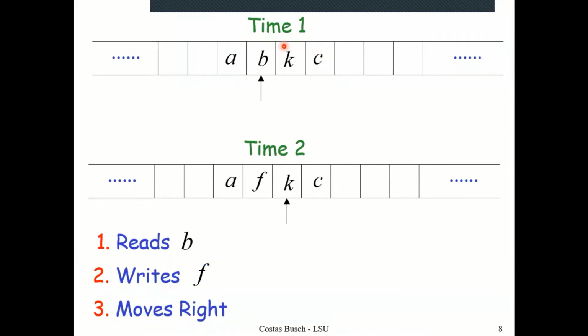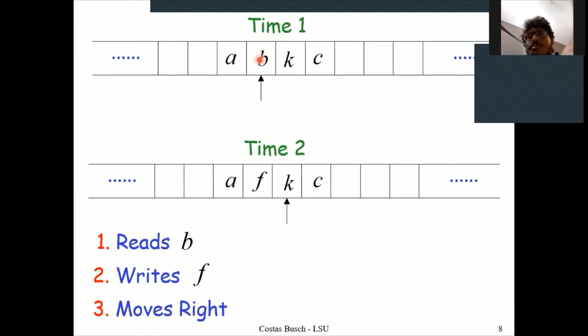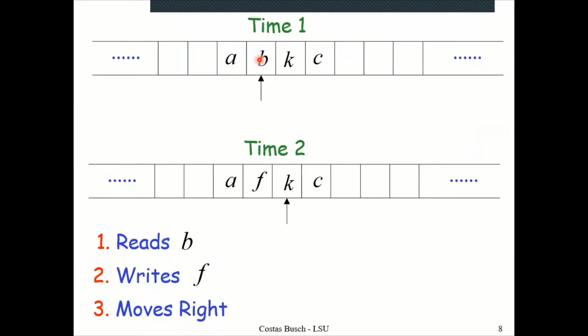So at time one we have got a b k c. The read write head of the machine is on the second cell of the string, and the character to be read is b. Now suppose that there is a transition programmed in the Turing machine. So that would be: replace b with f and move one step right. So at time two, this is going to be the configuration of my Turing machine. I hope that answers your question.